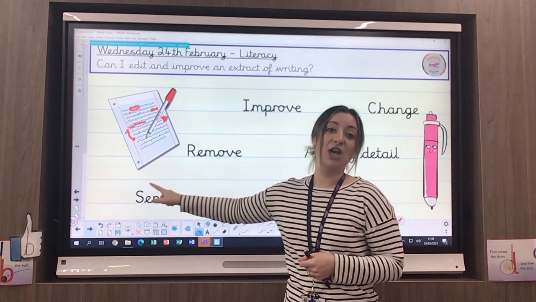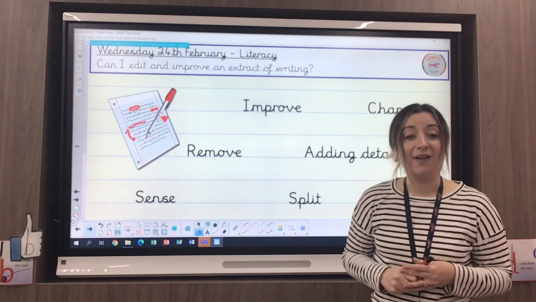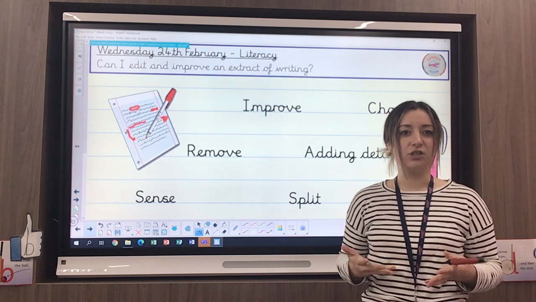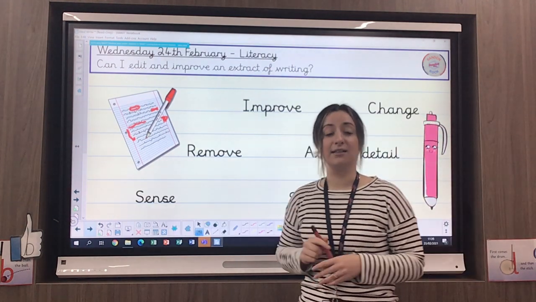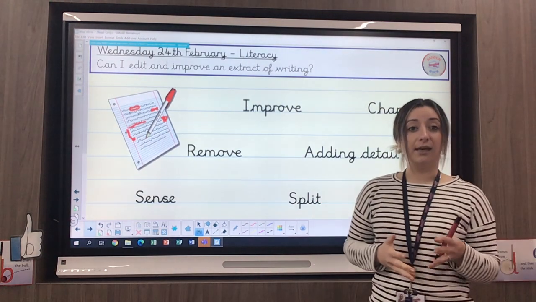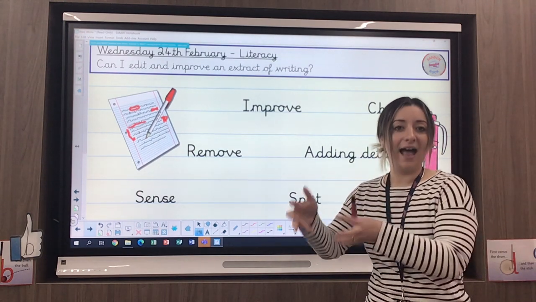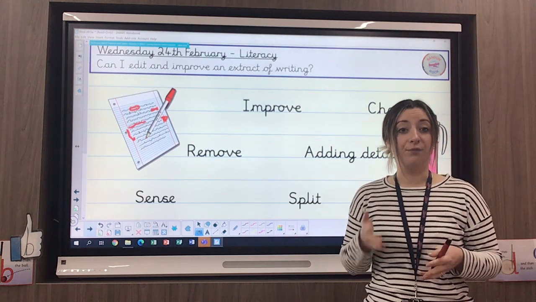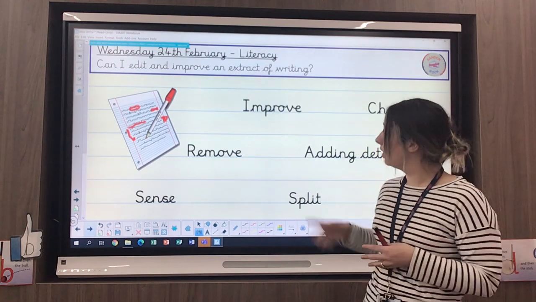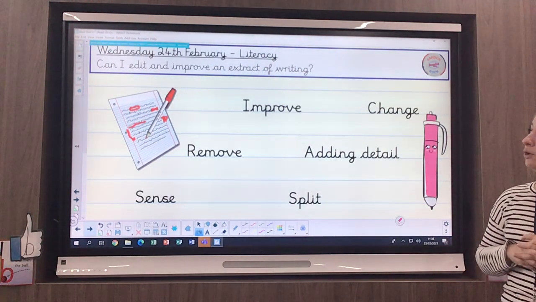We always have to check for sense, and sometimes you will see me, Miss Colclough or Miss Prince writing in our pink pen, check for sense, and that just means read it out loud. Does it make sense to you? So we do have to check, does it make sense? And then finally here we've got split, and that's what we looked at yesterday. We were looking at removing and all the time, using that conjunction and maybe we can split it by using a full stop, starting a new sentence, or using a comma in between. So those are just some of the vocabulary that we've looked at when we talk about editing and improving our writing.